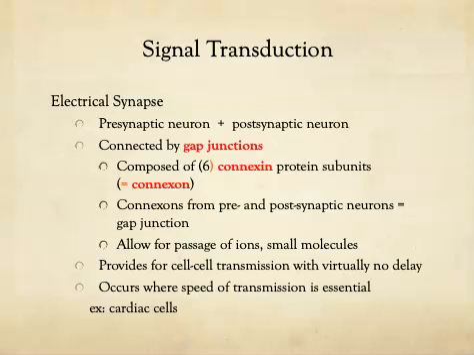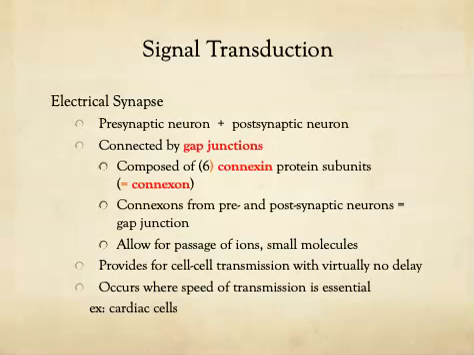Let's talk about electrical synapses first. Now, we've got two cells involved. For ease, we're going to talk about two neurons: a presynaptic neuron and a postsynaptic neuron. The signal is coming down the axon of the presynaptic neuron. It's going to have to be sent across the synapse to the postsynaptic neuron. And then it needs to travel along the length of the postsynaptic neuron.